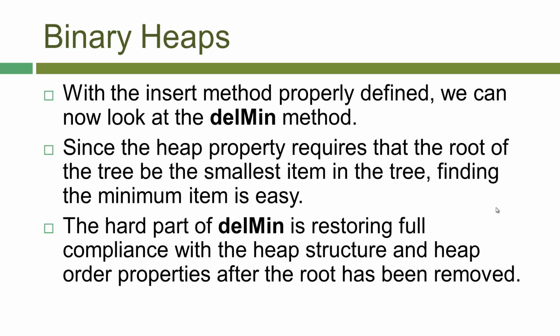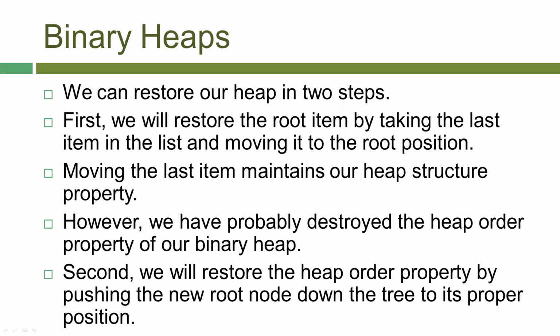So with the insert method properly defined, we can now look at the delete min method. Since the heap property requires that the root of the tree be the smallest item in the tree, finding the minimum item is actually pretty easy. The hard part of delete min is then restoring full compliance with the heap structure and heap order properties after the root has been removed.